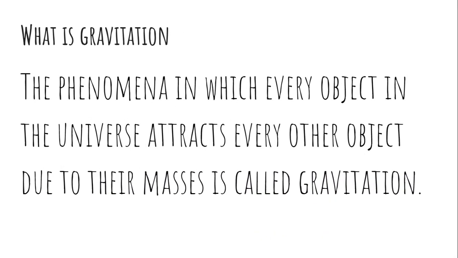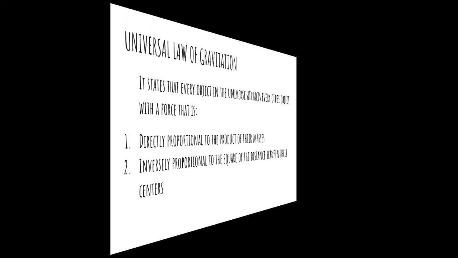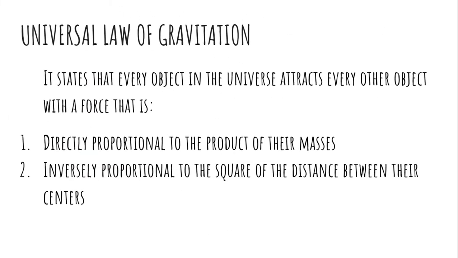Gravitation is the phenomenon in which every object in the universe attracts every other object. So it's for every object. But gravitational force is the force of attraction between two objects due to their masses. Like you and a small little squirrel. Yeah, that's a random example, but you both attract each other, though not actually, because it's too weak to be actually considered. Now, the universal law of gravitation.